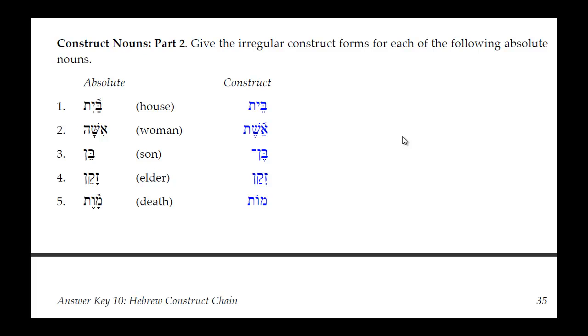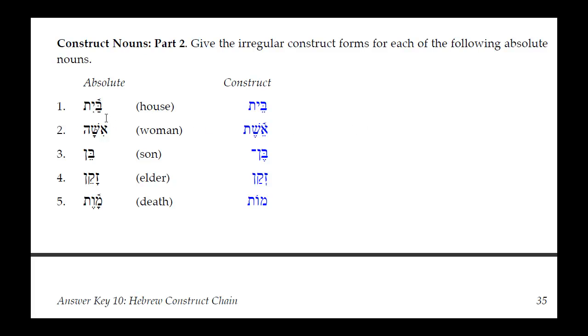And the purpose of recognition is so that when we come to the Torah scroll where there are no vowels on there, we will be able to put the vowels in as we are reading it, based upon understanding the rules. So let's go ahead and go into part 2 on construct nouns, homework, and we're going to give the irregular construct forms of each of the following absolute nouns.